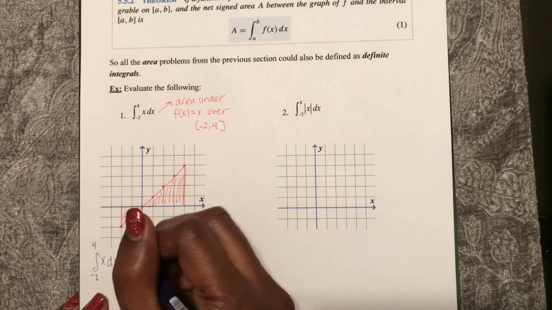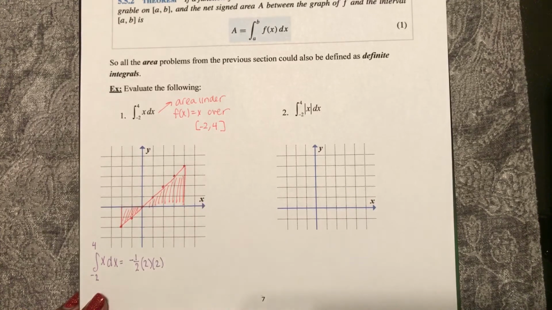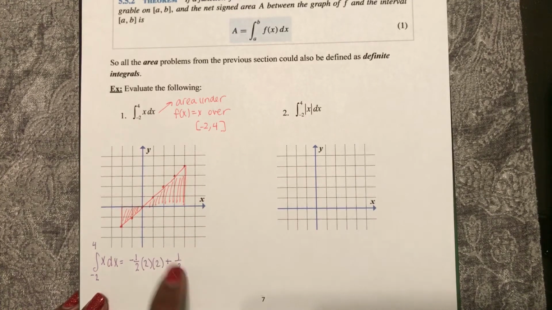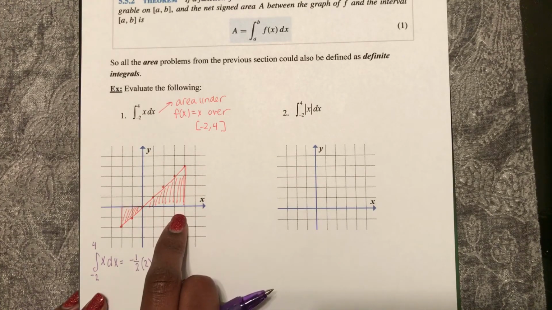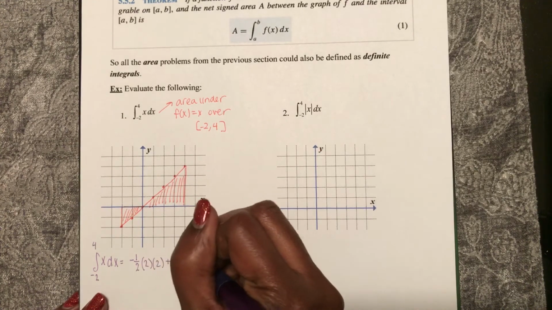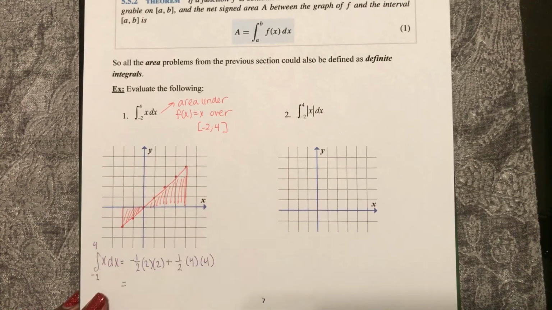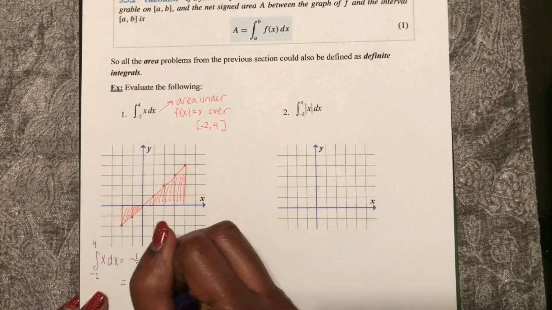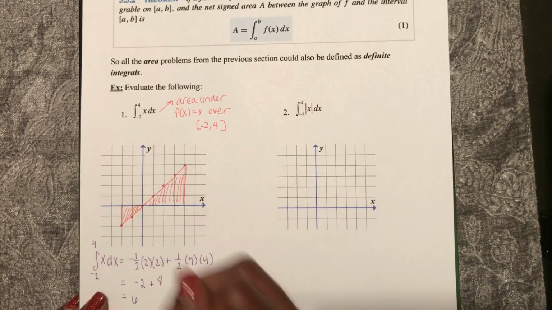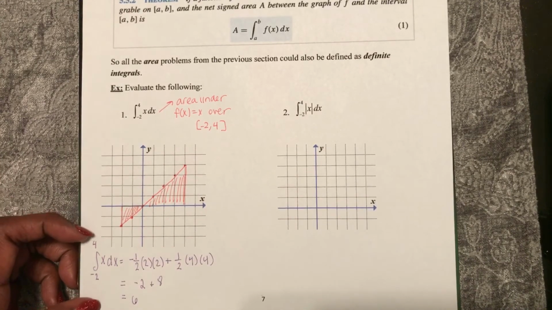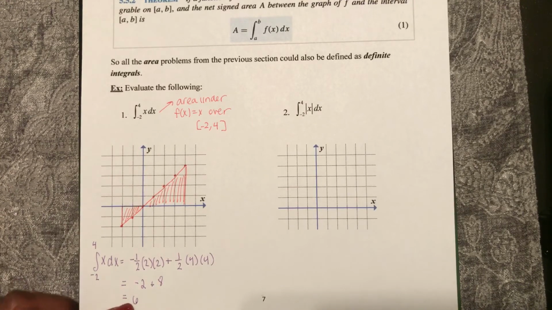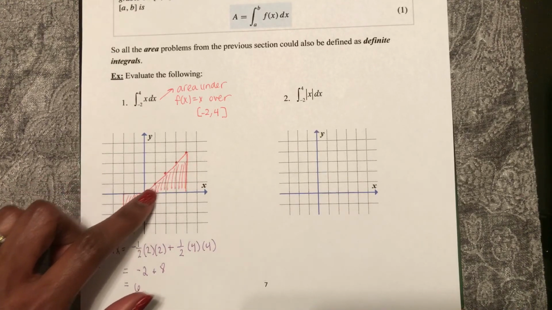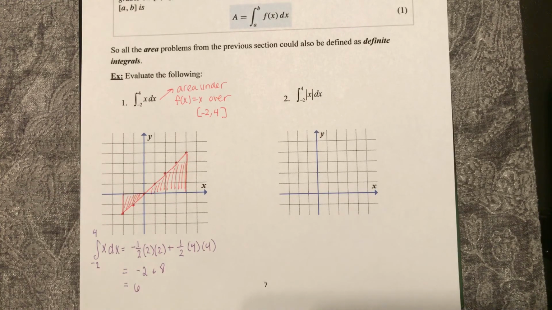-1/2 times base times height, 2 times 2, plus the positive area of this triangle, 1/2 base times height, 4 times 4. So this definite integral equals -2 plus 8, or equals 6. So this definite integral from -2 to 4 is really going to be 6. Geometrically, that is the net area under the curve. Let's try another one.